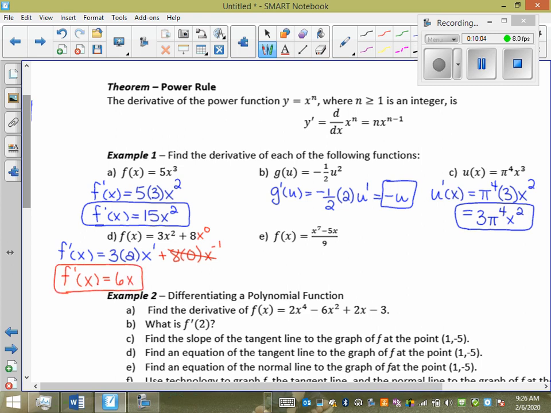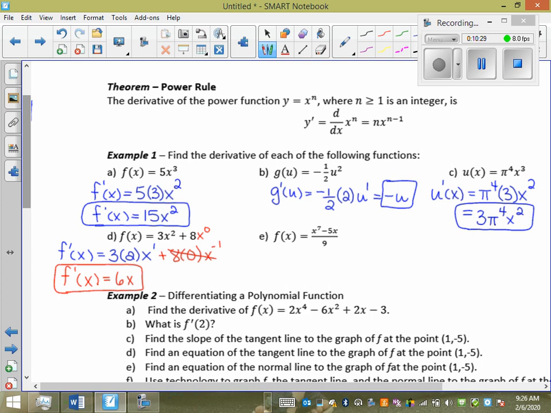Without having to go limit as h approaches 0, 3x plus h squared, FOIL that out, plus 8 minus 3x squared minus 8, because I have to remember to distribute the negative sign, all over h, expand it, cancel everything that doesn't have h's, take out an h, cancel off h's, plug in 0, get answer of 6x. I just did power rule. Boom. Done. Yes.